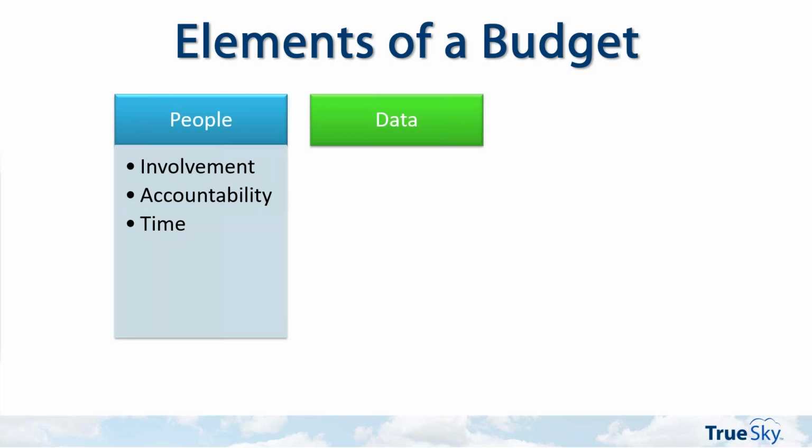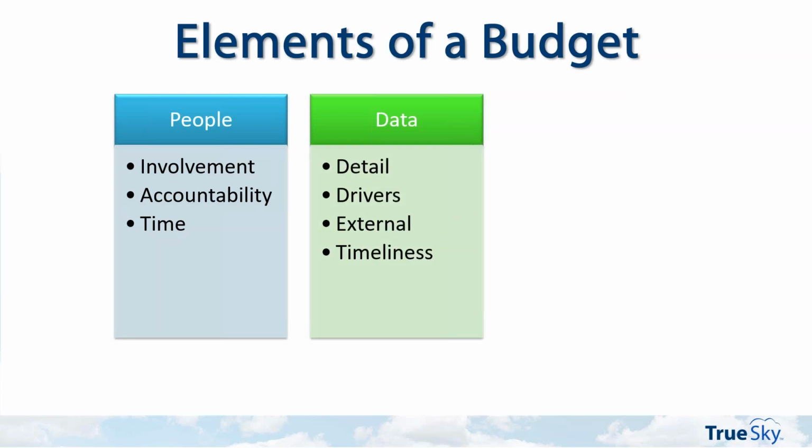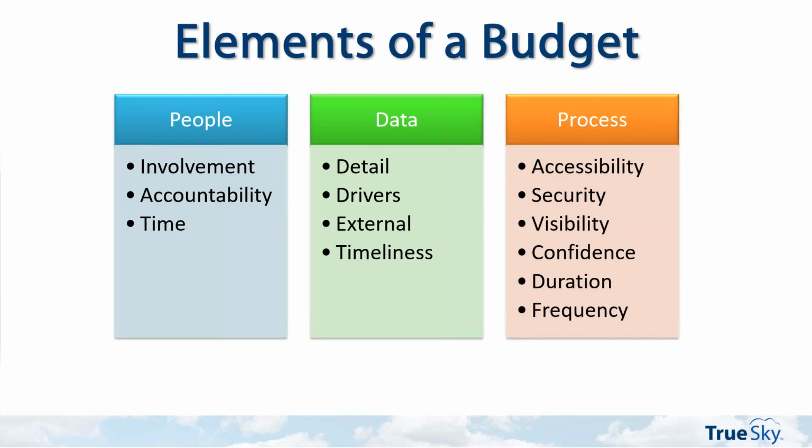When we talk about the data element of a budget, it tends to be what level of detail, what are the drivers, what kind of external information, what kind of timeliness. I'm going to go through all of these in just a second. And then we have the process element of a budget, which consists of accessibility, security, visibility, confidence, duration, and frequency.